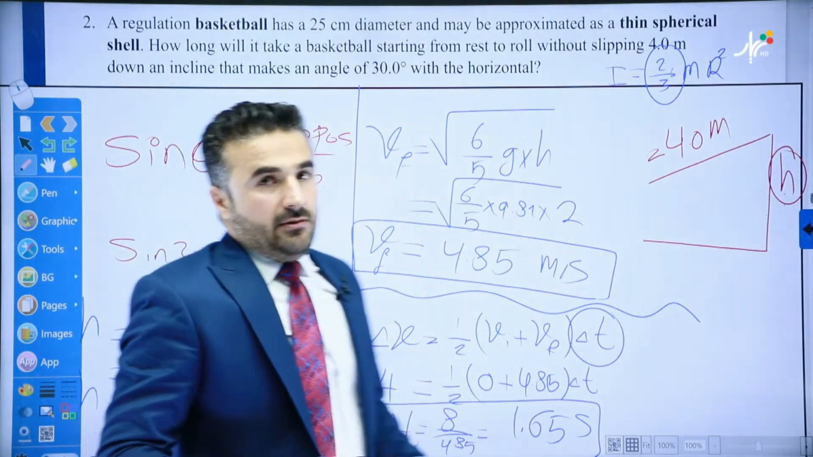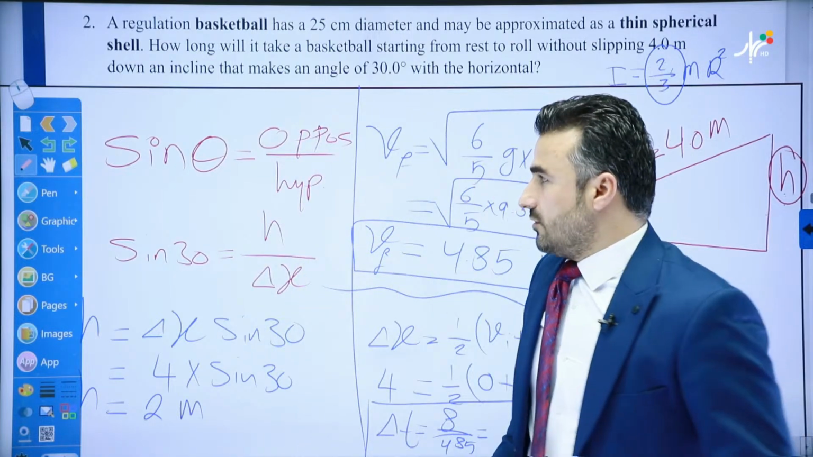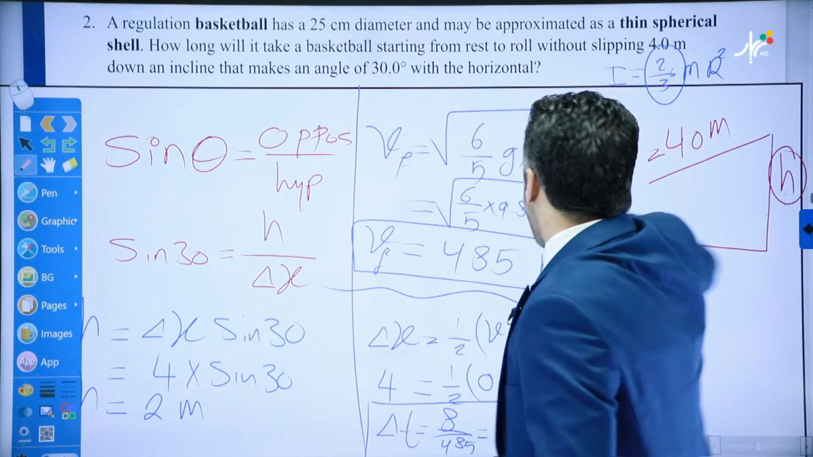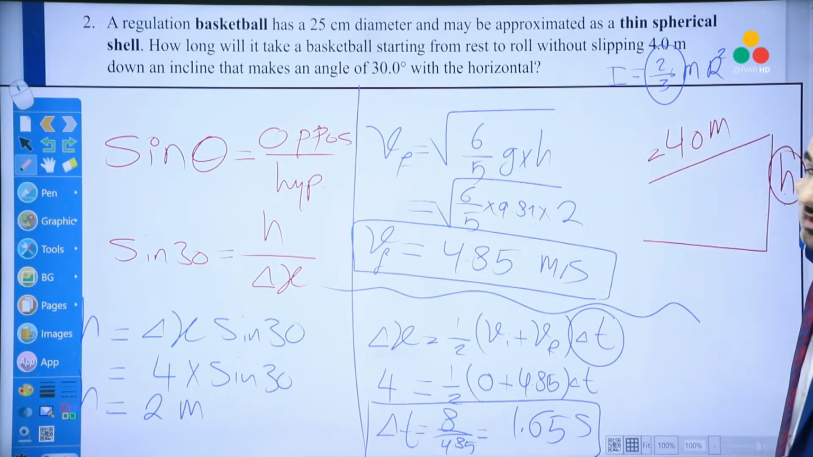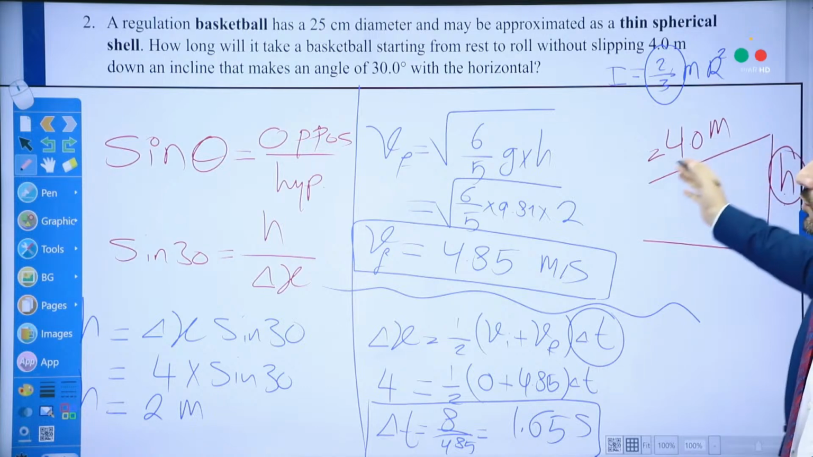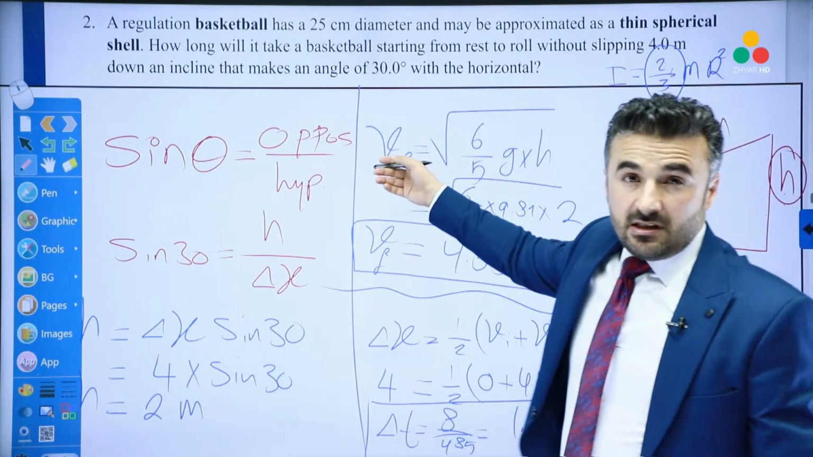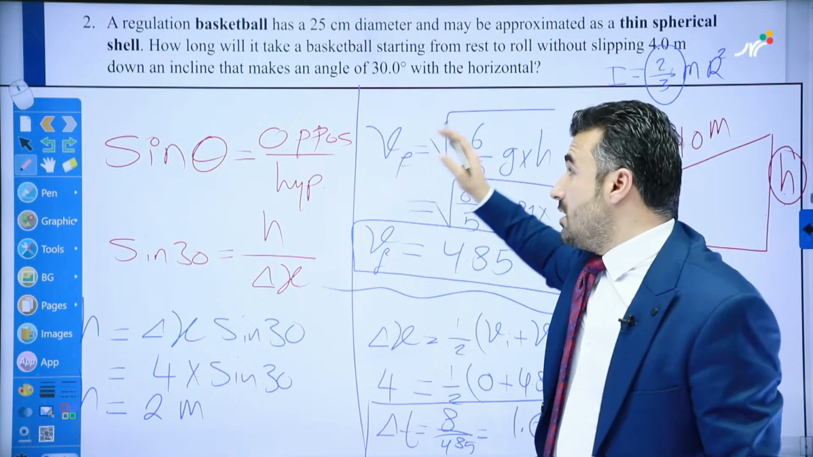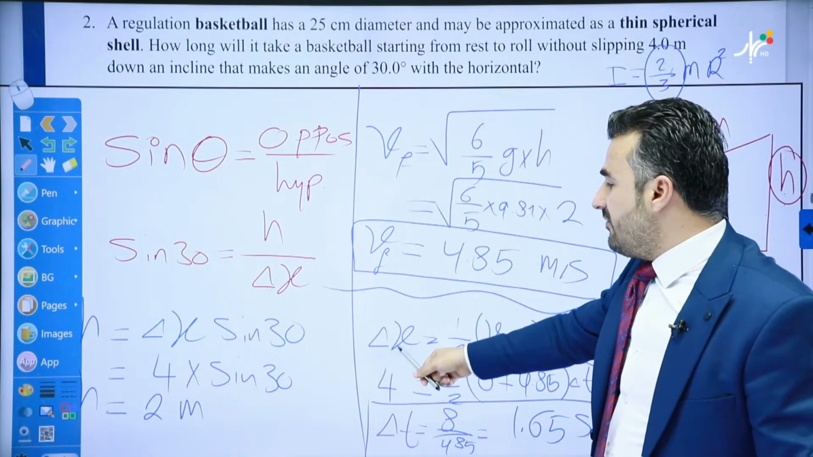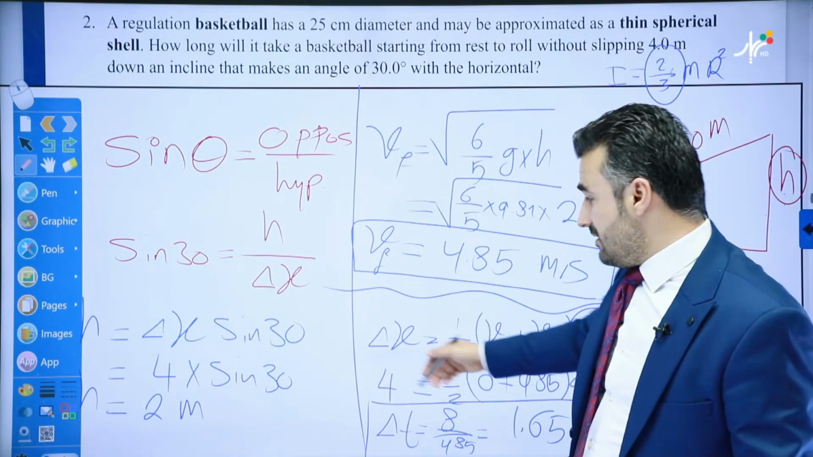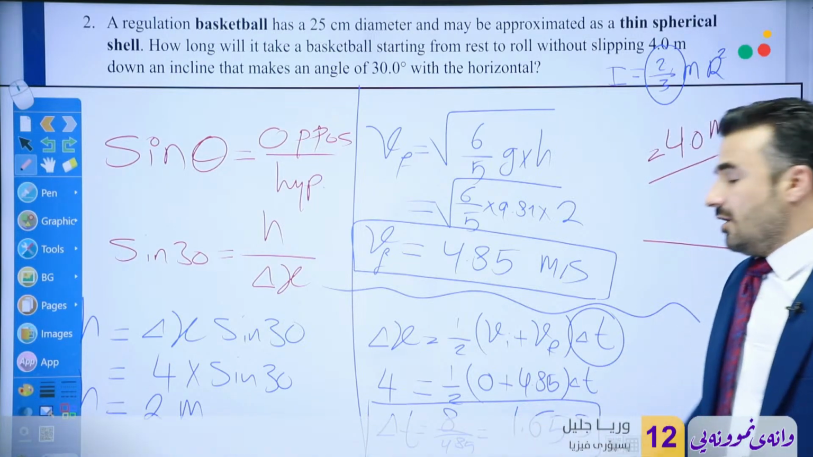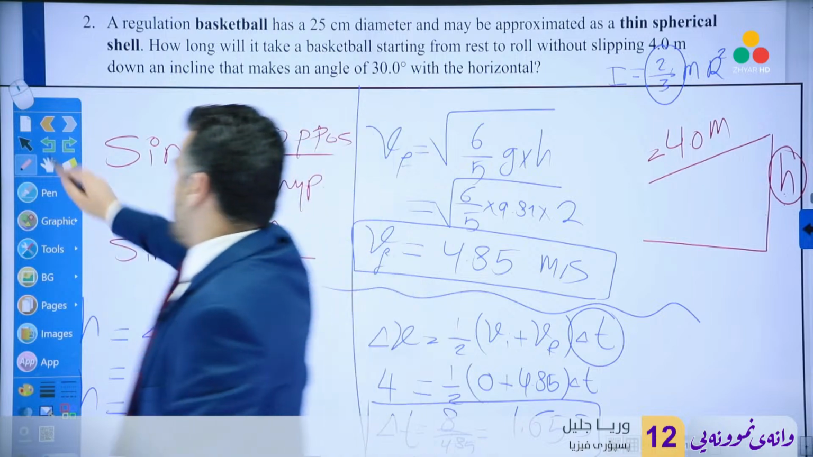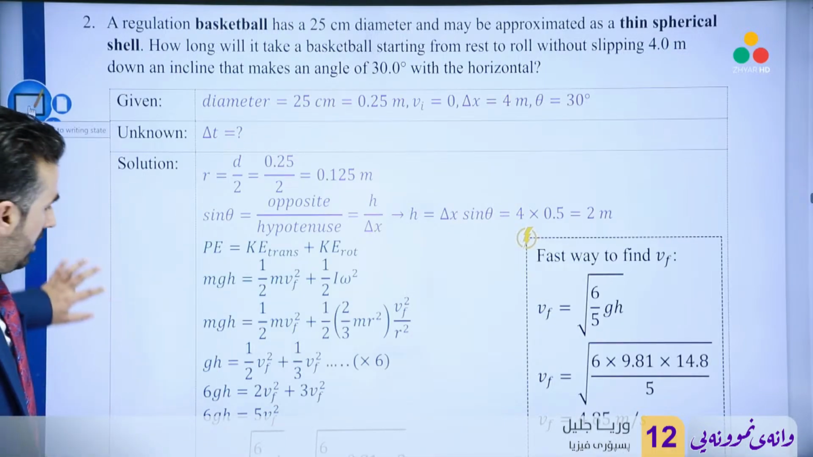All right, now let's summarize this real quick. What have we done so far? Because the height was not given, we used sine and the hypotenuse to find the opposite side, which represents the height here. After we found the height, we found the translational speed at the bottom of the incline. Knowing the final speed and having the delta x, the distance here, we can find the time, or delta t, which was 1.65 seconds.